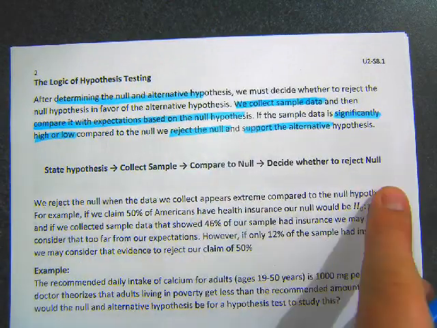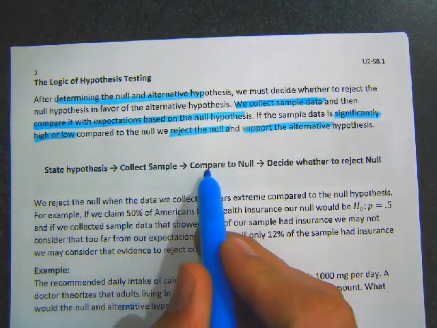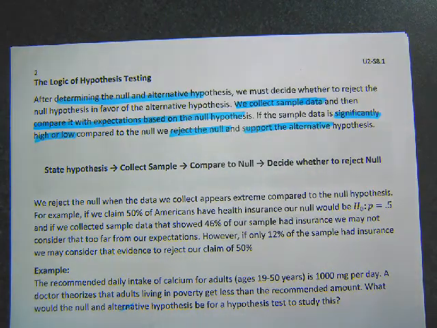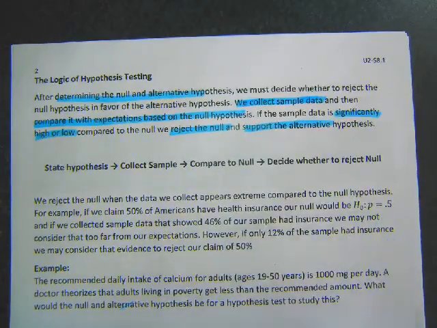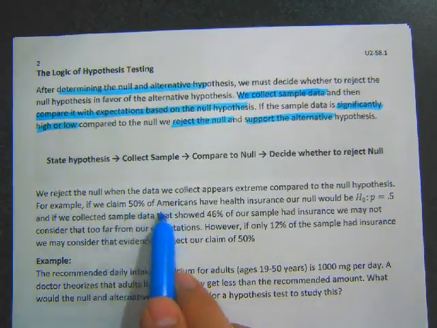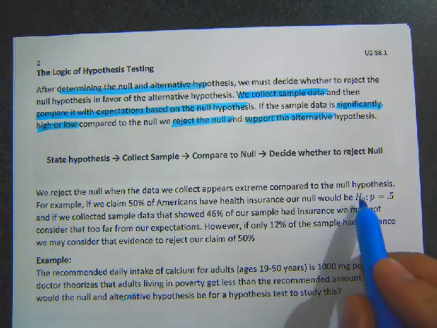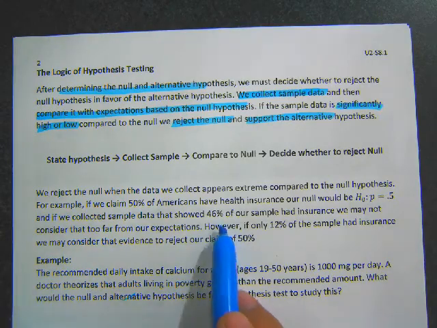So that's our process. State the hypothesis, collect sample data, compare it to the null, and then we'll decide whether or not to reject that null in favor of the alternative. Reject the null when the data we collect appears extreme compared to the null. So for example, if we claim 50% of Americans have health insurance, our null would state that the percentage is 50%. If you go and collect sample data, it says 46%.